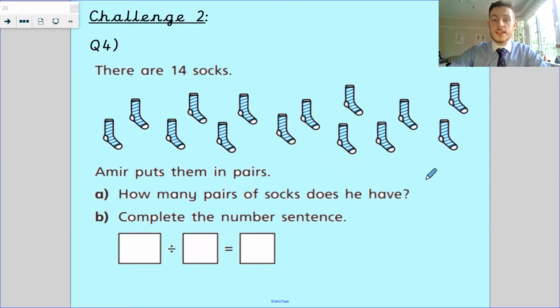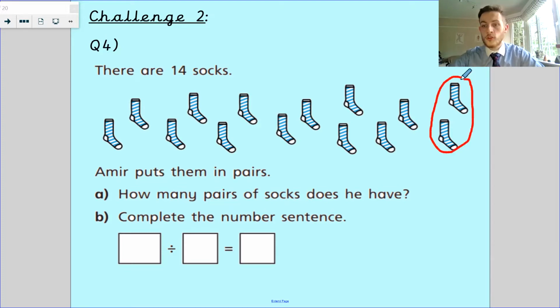There are 14 socks here. Amir puts them in pairs. So a pair is 2, isn't it? If you've got a pair of socks, you've got 2 socks. How many pairs does he have? So he's grouping his socks into groups of 2, okay? How many pairs will he have? How many groups will he have? Complete the number sentence.